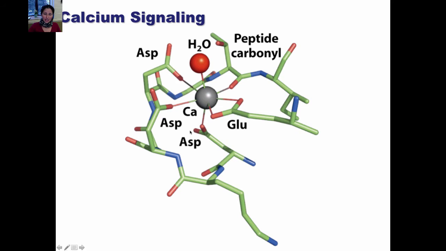Lewis acid, and calcium, not having any d electrons, has a very labile and flexible geometry, so it doesn't really have any preference for a specific geometry. And this is basically the perfect site for calcium. And so that's how this protein will select for calcium, let's say, over zinc, which is a little bit softer.